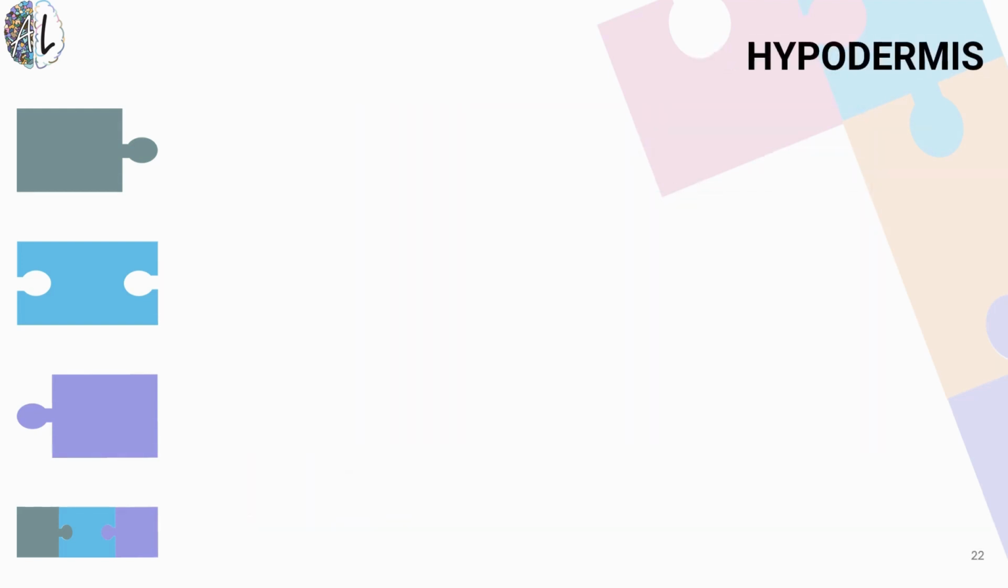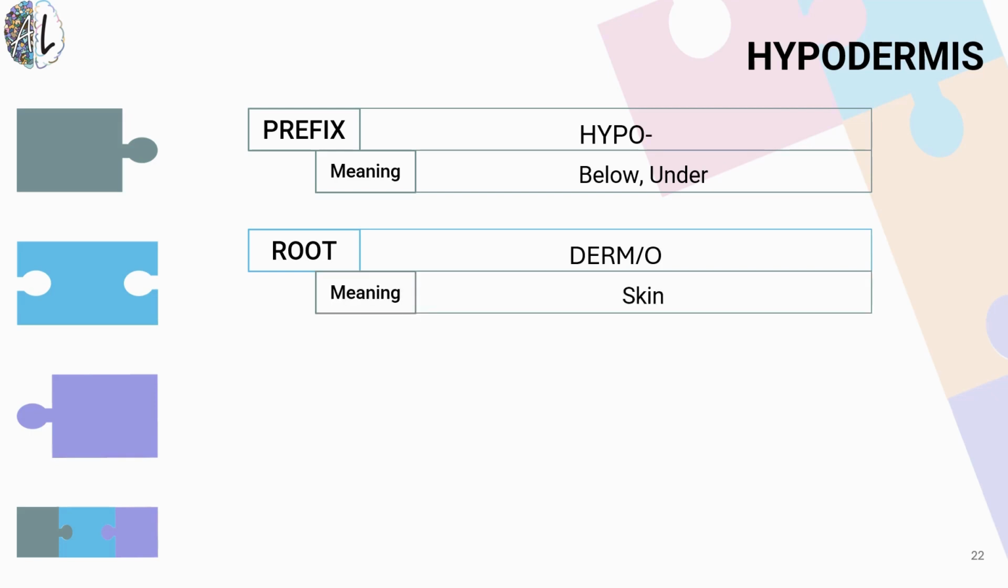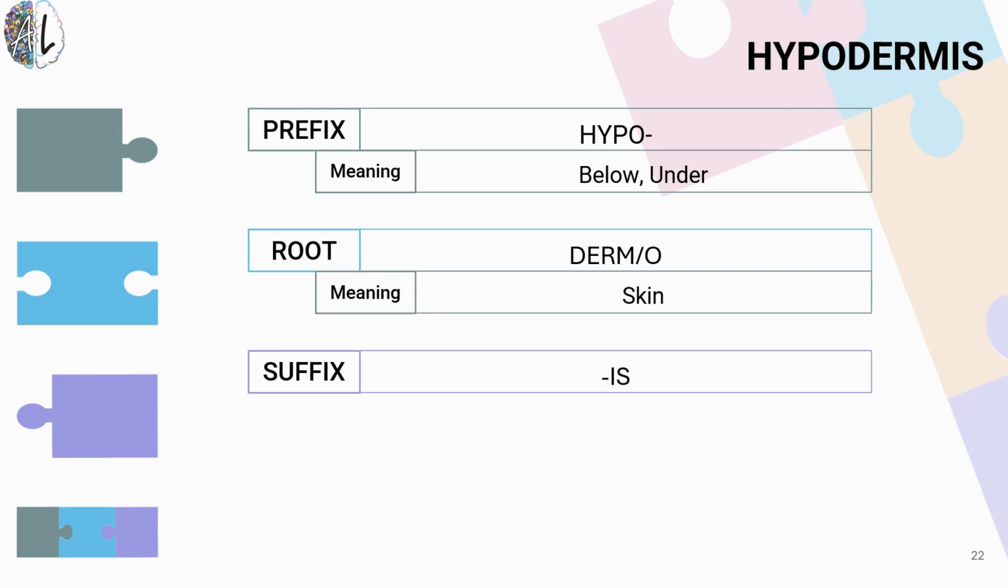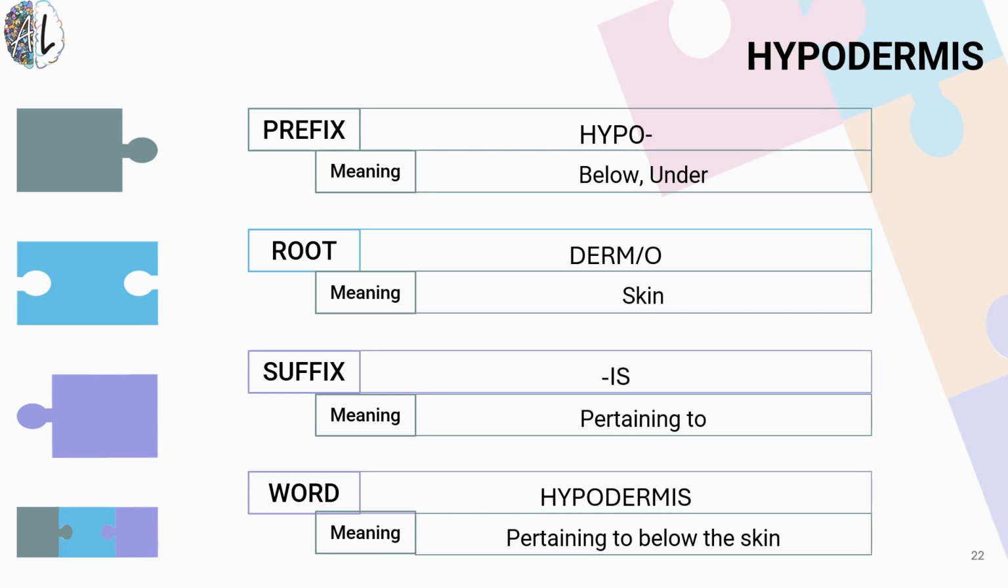The term hypodermis, or that other alternate term for that third layer of the skin. And again, hit pause before you look at the solution, see if you've got it on your own. Is it the same as subcutaneous? Is there something different? Okay, so here we've got hypo as the prefix, H-Y-P-O, which means to be below or under. Dermo we've seen before, it refers to the skin. And the suffix here is is, which means pertaining to. So the term hypodermis means pertaining to or below the skin.